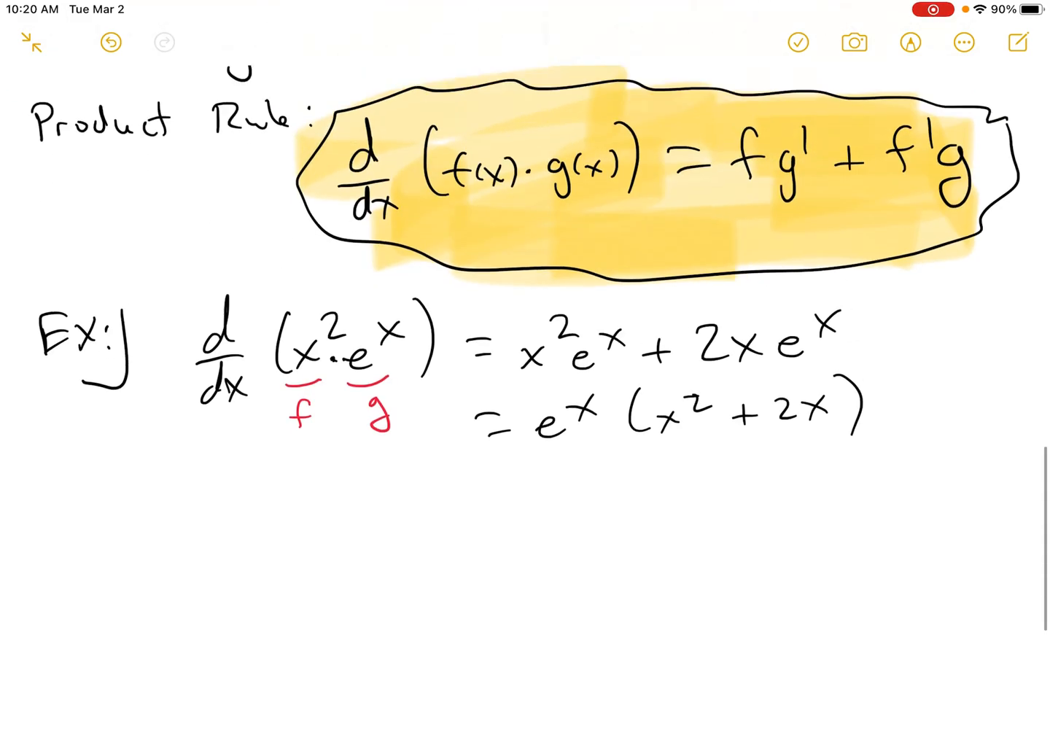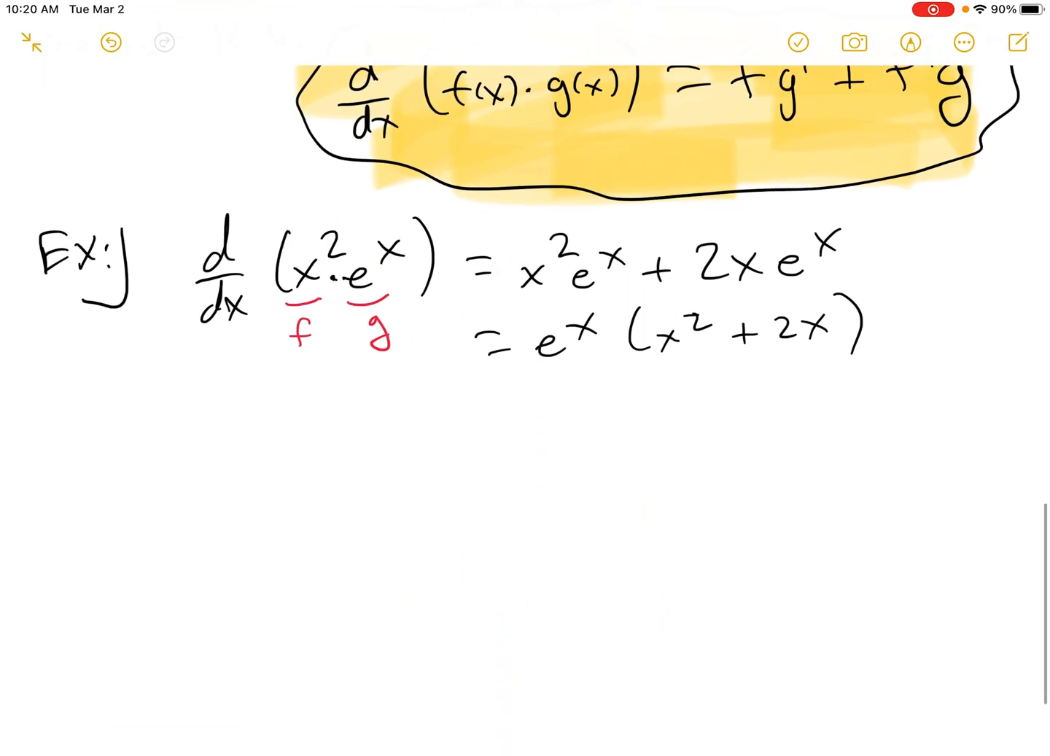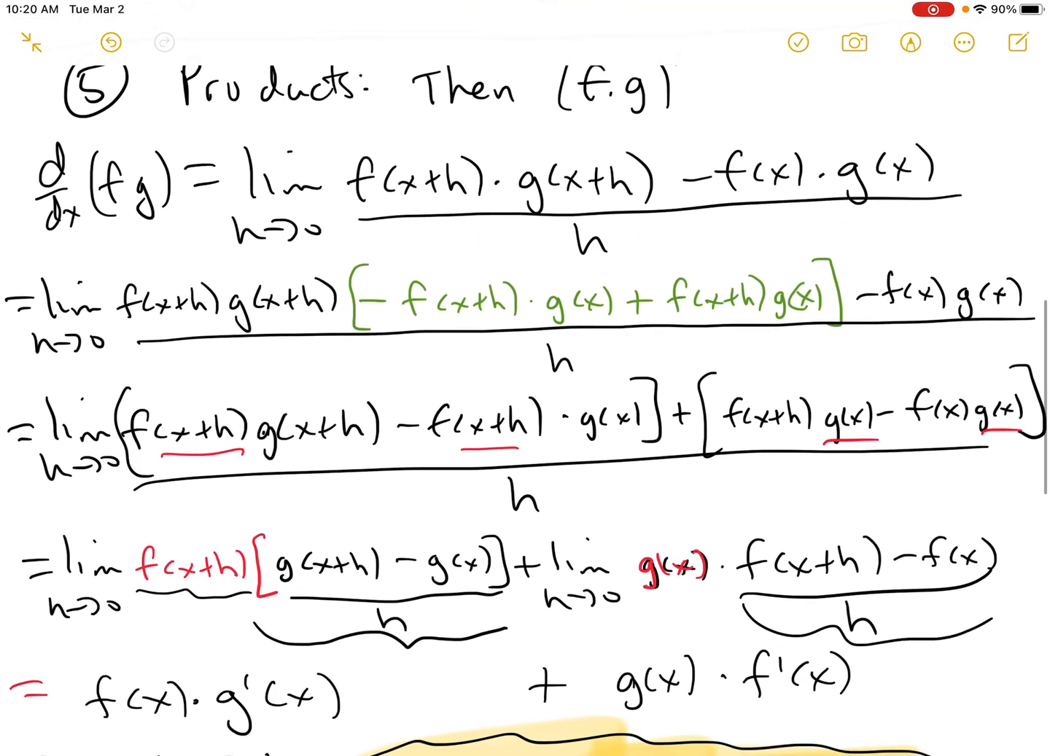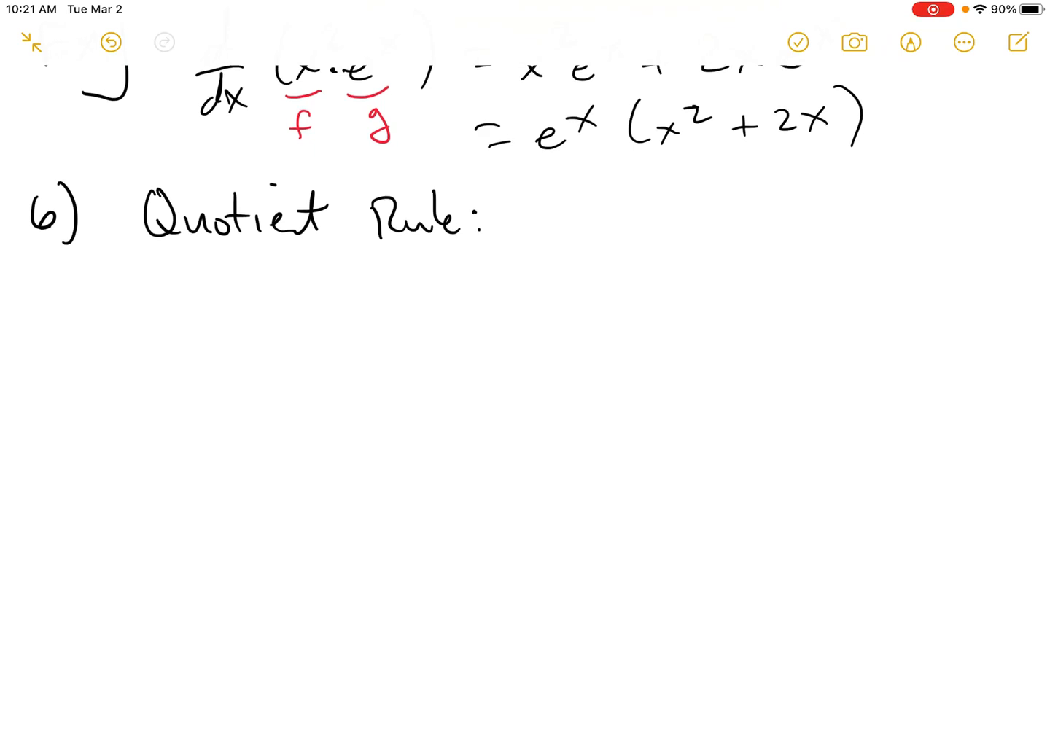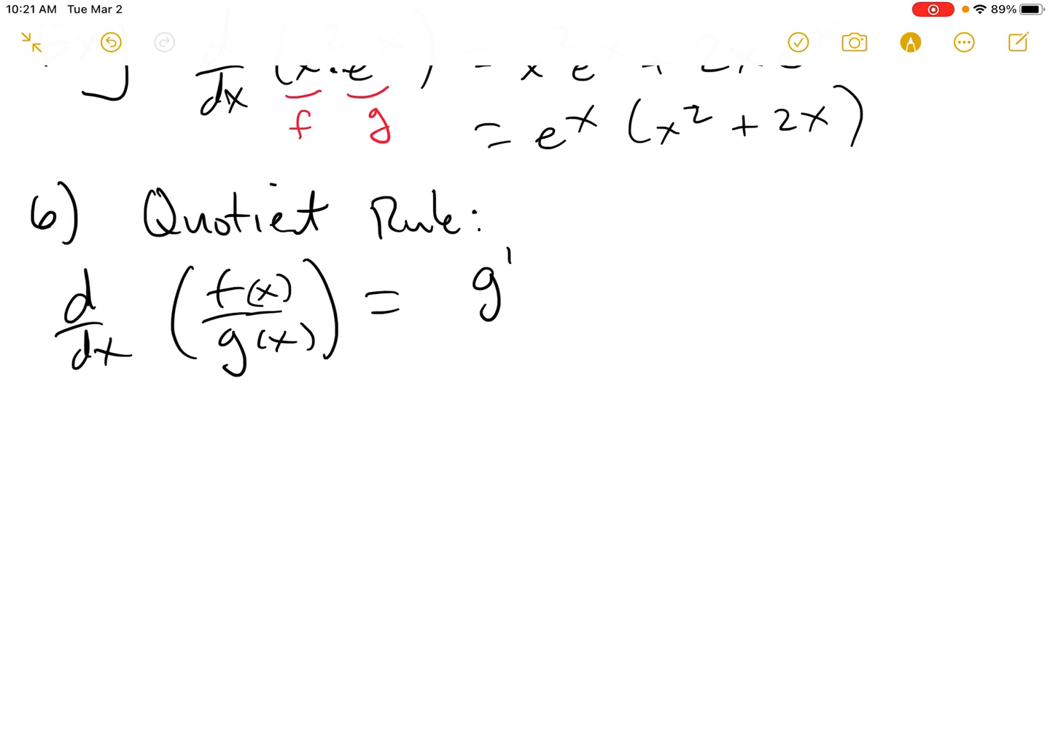And the second rule, well, what are we up to? 5. Number 6. Number 6 is called the Quotient Rule. And the proof goes exactly like this, so I'm not going to do it. I did this one so that I wouldn't have to do it twice. But this says if you look at the derivative with respect to x of a quotient, f of x over g of x, then you get g prime f minus f prime g all over g squared.